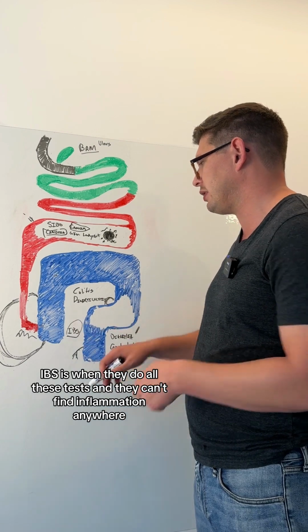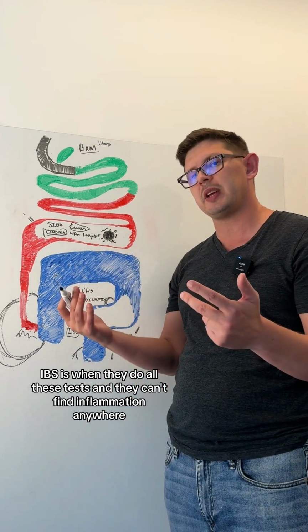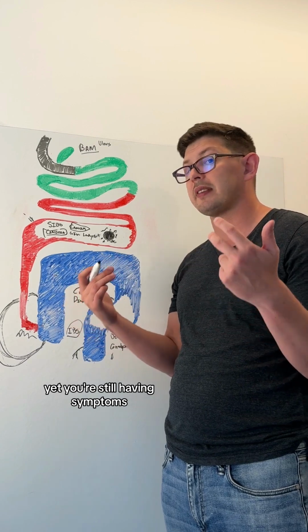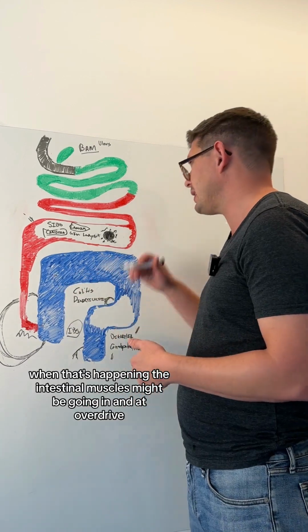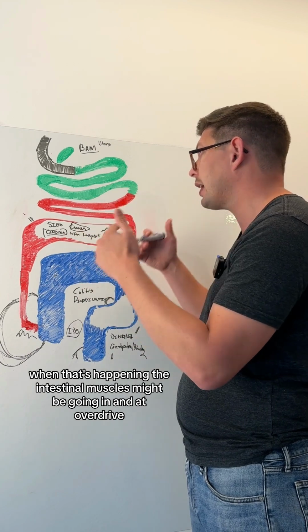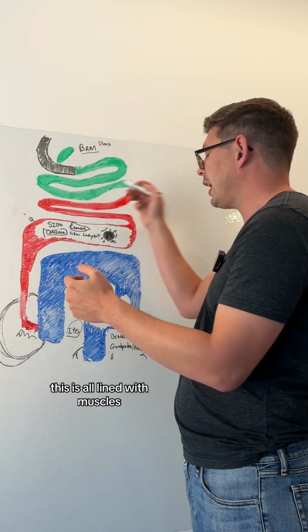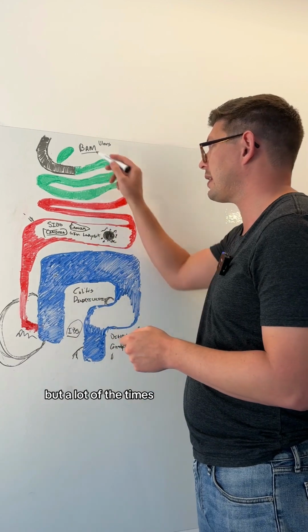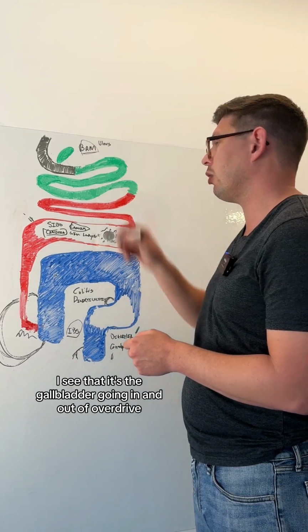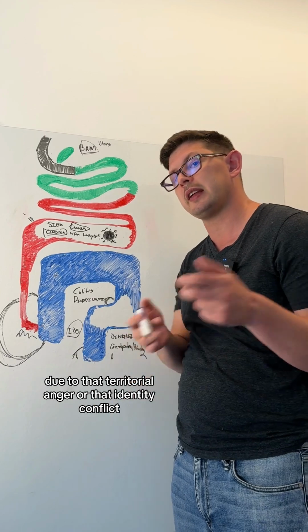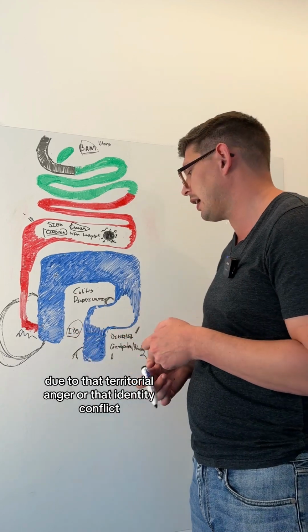IBS is when they do all these tests and they can't find inflammation anywhere, yet you're still having symptoms. When that's happening, the intestinal muscles might be going in and out of overdrive. This is all lined with muscles. But a lot of the times I see that it's the gallbladder going in and out of overdrive due to that territorial anger or that identity conflict.